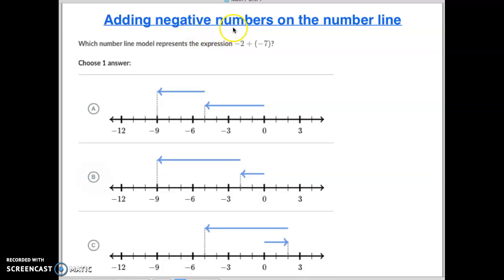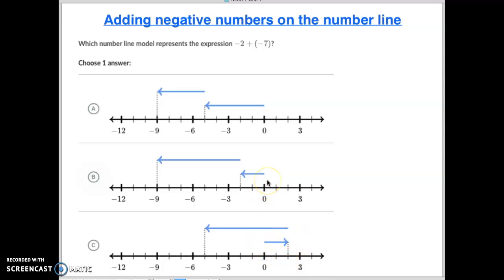First one, adding negative numbers on the number line. So our first question is, which of these three graphs represents -2 plus -7? We're looking first for an arrow that goes -2, and the first one is always the one closest to the block line. So does this one represent -2? Does this one represent -2? Or does this one represent -2?